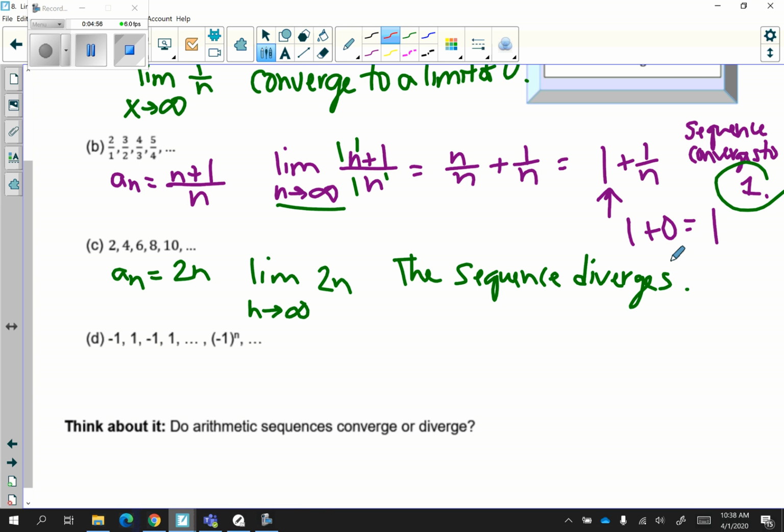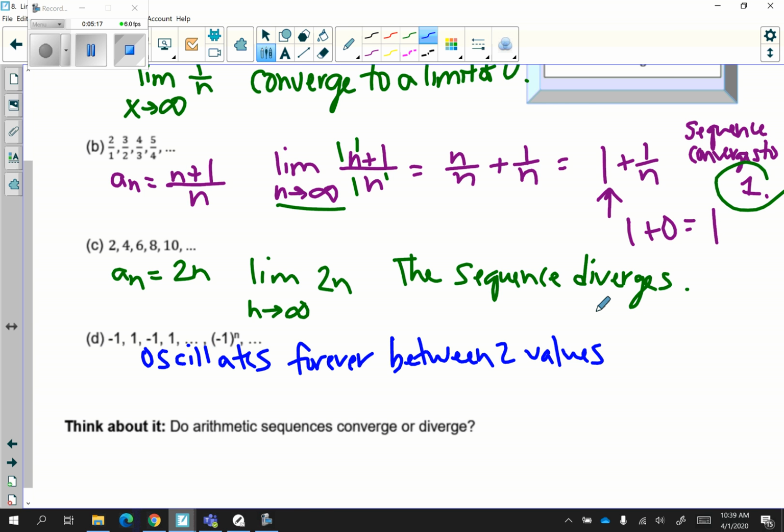And finally, let's look at D, -1, 1, -1, 1, which is really negative 1 to the n. This oscillates forever between these two values and therefore has no limit. So therefore, the sequence diverges.